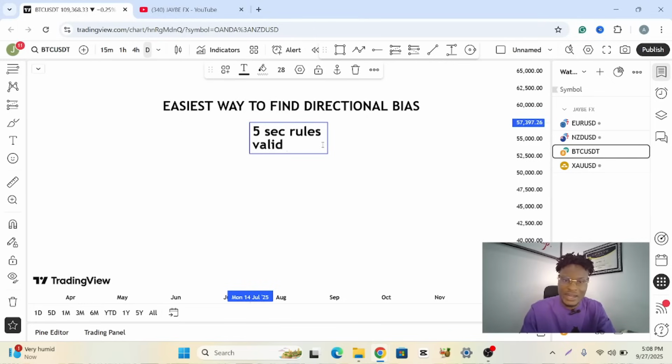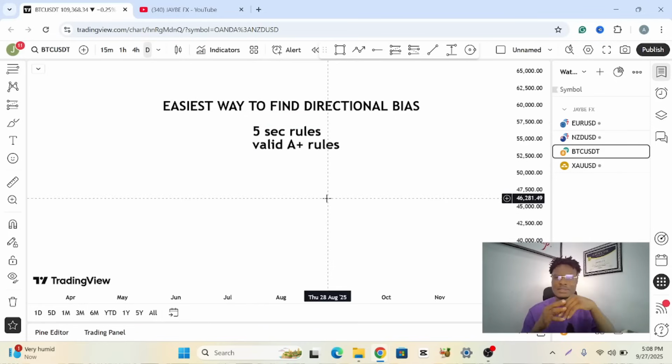After we identify the 5 seconds rule, we need valid A plus rules. I will not be giving you guys the whole rules, because this is premium content. If you want to learn that, you join the mentorship if you're interested. But let me give you one rule. It has to have momentum, and it has to have a break of structure plus other confluences.